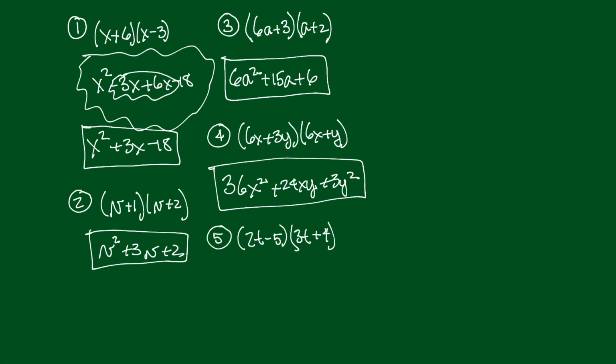Let's move on here to number 5. First times first, 2t times 3t is 6t squared. Now keep track of this in your head. Outer product and inner product. The outer product is 8t. The inner product is 5 times 3 is 15, but negative. So I get 8t minus 15t is minus 7t. And then the last and the last. Negative 5 times positive 4 is negative 20.